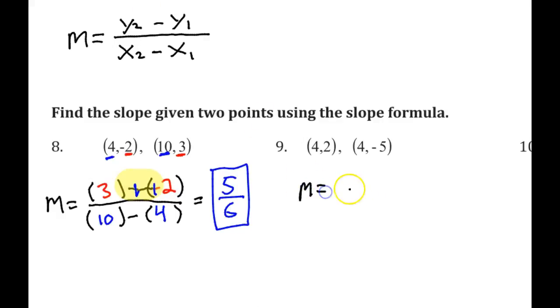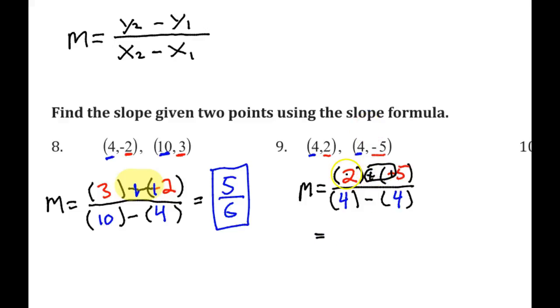So again, start off with a fraction in just two parentheses with the subtraction between them. Okay, get that down. Alright, we'll have a 2 and a negative 5 on top. So 2 and negative 5 on top. And on the bottom, 4 and 4. Once again, we have two negatives here that make a positive. So we'll have 2 plus 5, which is 7, and 4 minus 4, which is 0.